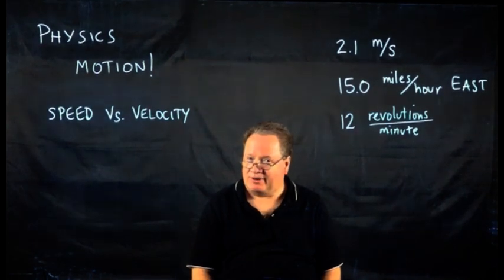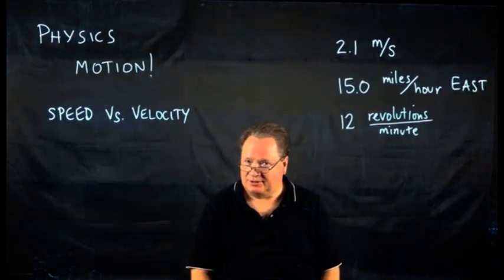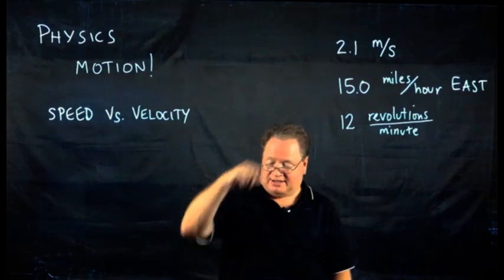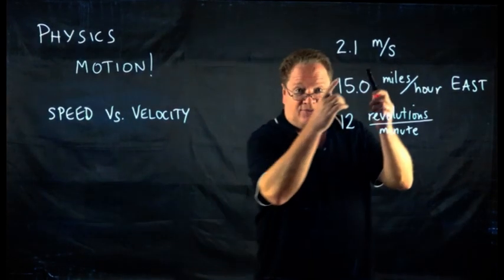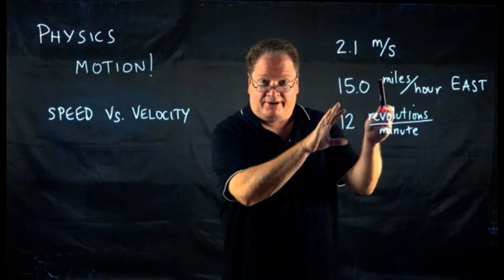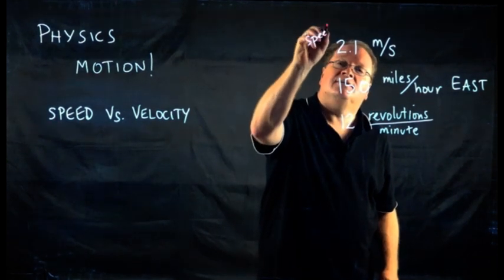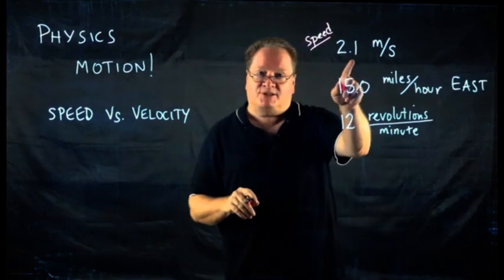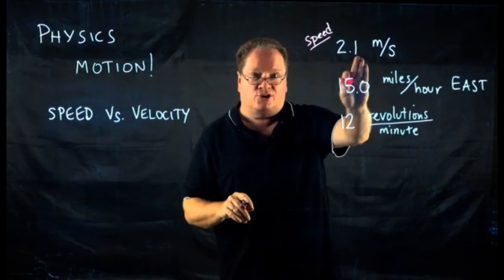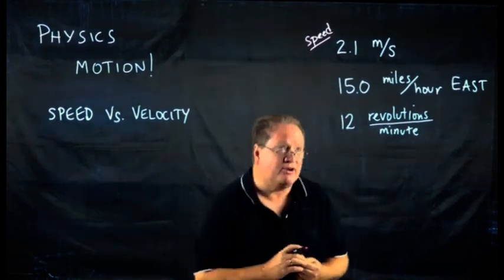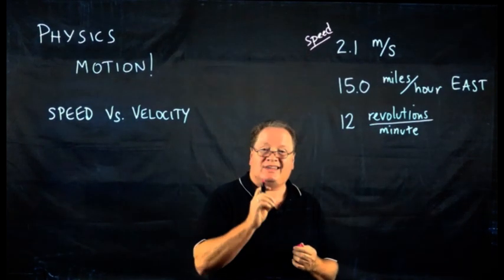Remember that velocity has direction. So what will we say about this first one? There is no direction whatsoever here. So this is a speed. It's not a velocity. It has no direction. How about the second one here? 15.0 miles per hour east.